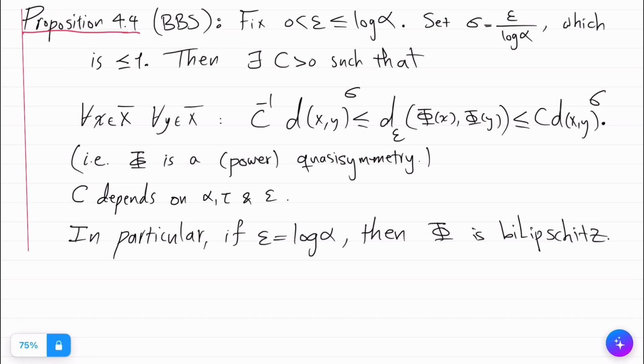One thing that I want to emphasize here is that the only assumption on X is that X is a bounded space, and alpha and tau have no restrictions on them, and epsilon only needs to be less than or equal to log alpha, which covers a lot of things, including not totally bounded spaces like a Hilbert space.